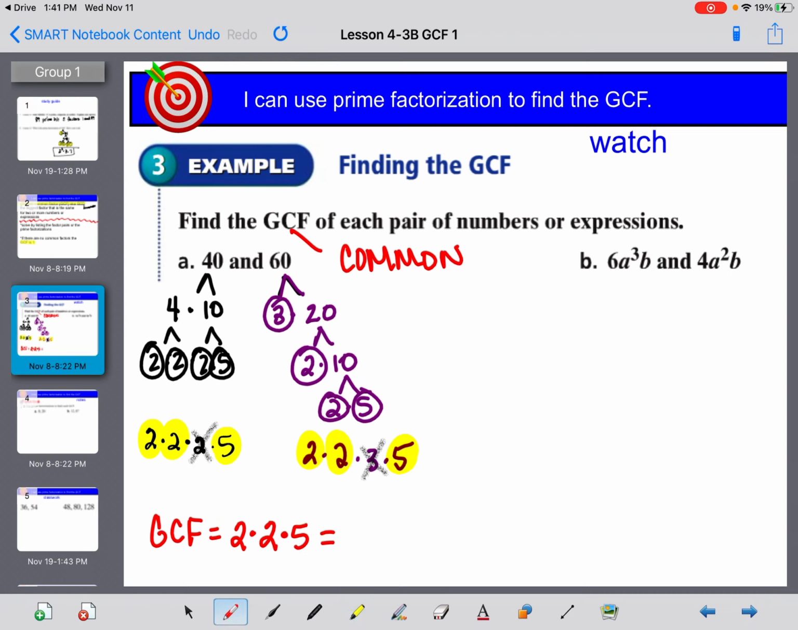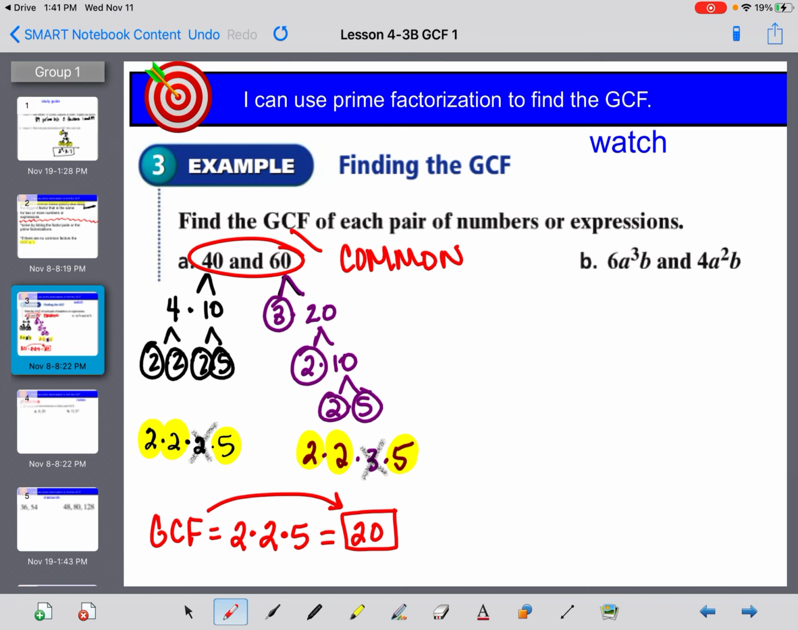I write down what's in common, then I actually multiply that out. And 2 times 2 is 4, 4 times 5 is 20. 20 is the greatest common factor. It is the biggest number that goes into both 40 and 60.